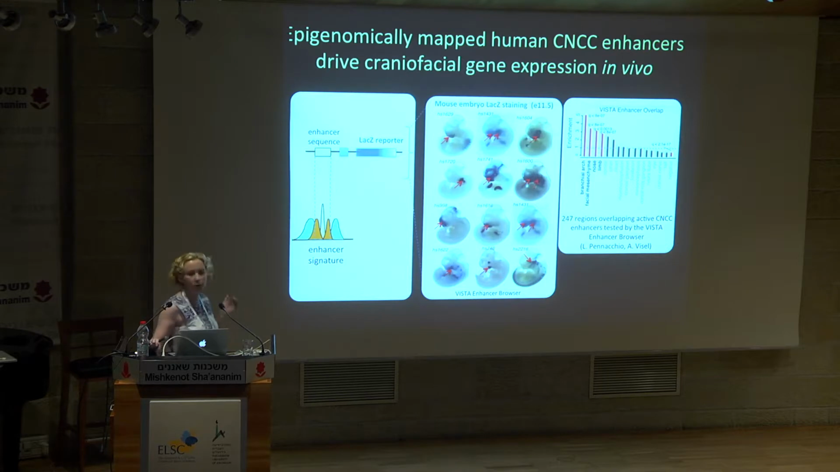So here is just a control showing that even though we're mapping these elements in an in vitro model, nevertheless, when put in the context of the mouse embryo in the reporter assay, they're able to drive craniofacial gene expression in vivo in the mouse, with different elements able to light up different parts of the face, suggesting that multiple facial identities actually arise in our model.